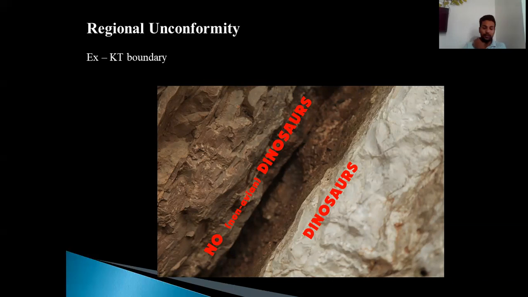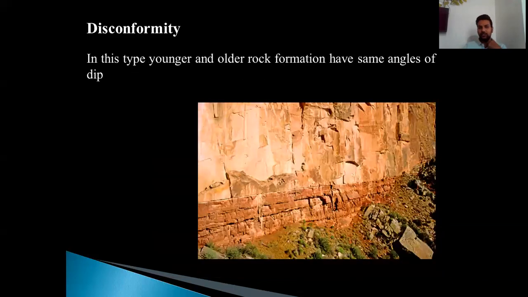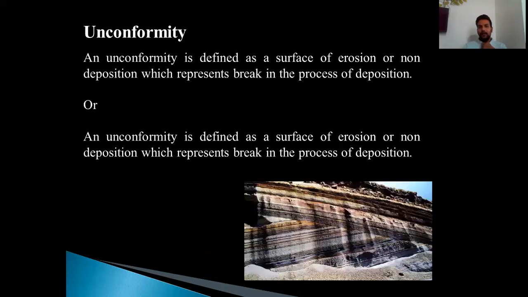So this was all about the unconformity. Let us revise it in short. Unconformity is the surface of erosion or non-deposition which represents a break in the process of deposition. So another definition: an unconformity is defined as a surface of erosion or non-deposition which represents a break in the process of deposition.